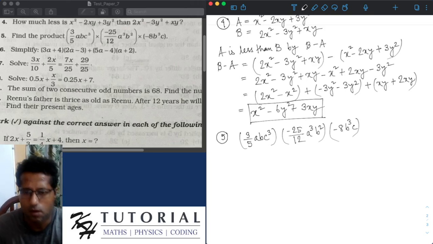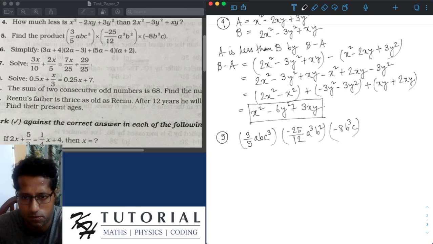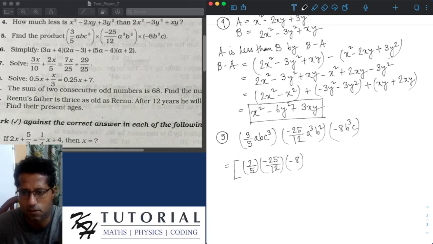Now how do we do the product of monomials, 2 or more? We first find the product of all the coefficients of the monomials. Coefficient means the numerical coefficients of the monomials. So we first group together or find the product of all the numerical coefficients of the monomials. So that becomes 3 by 5 multiplied by minus 25 by 12 multiplied by minus 8. So this is the coefficient of the final product.